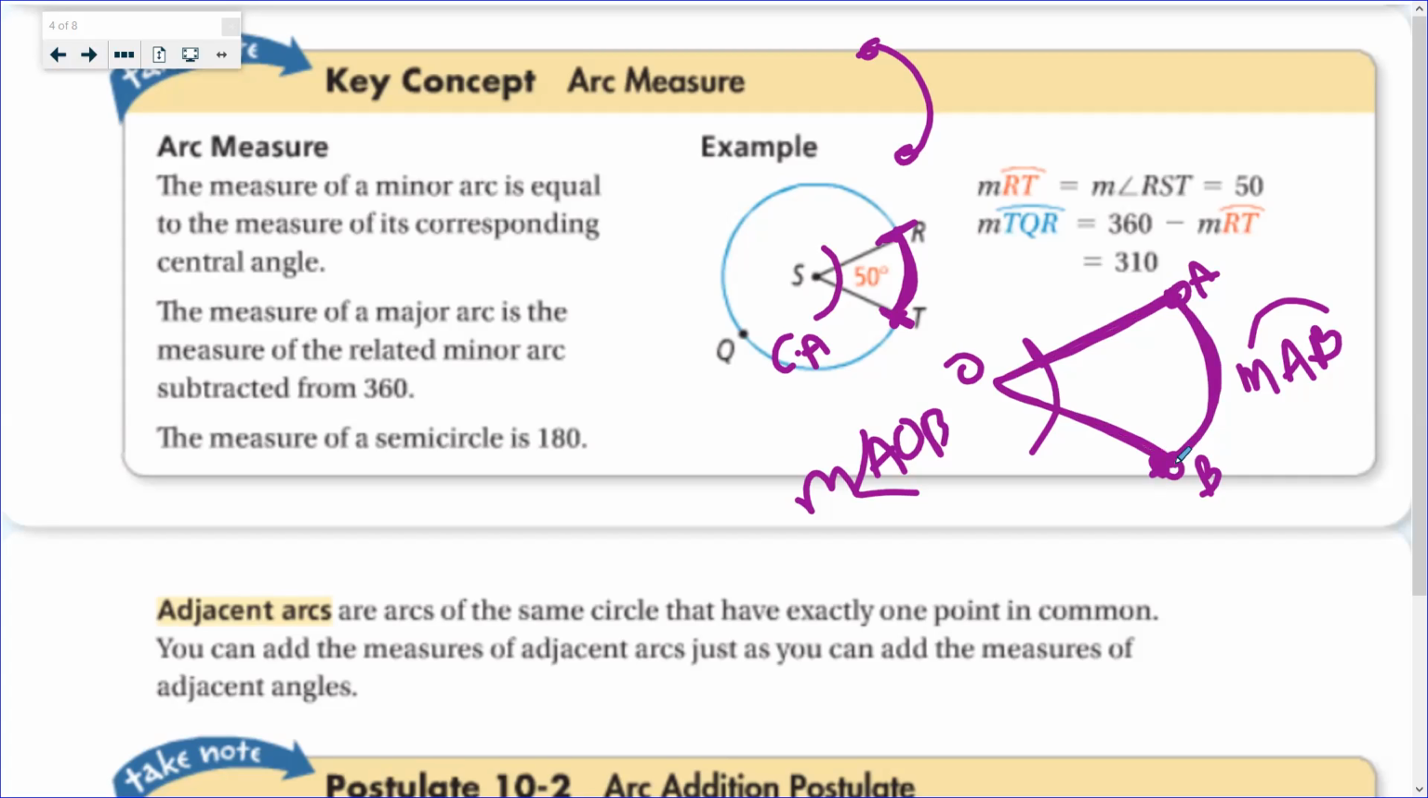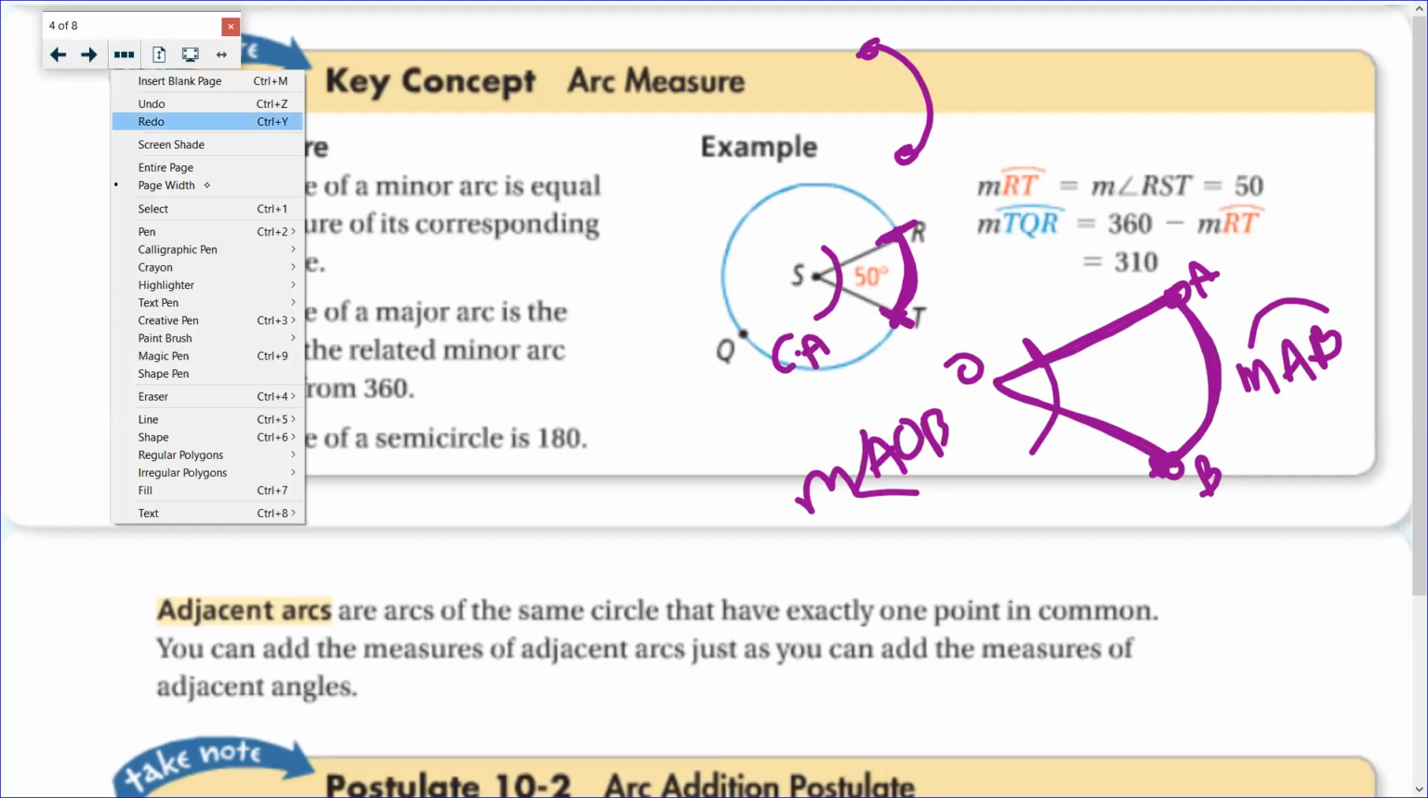Yes, teacher. Now, the measure of the major arc, or before reading here, look at, sorry, I want to click Control 4. So why is it not working with me?